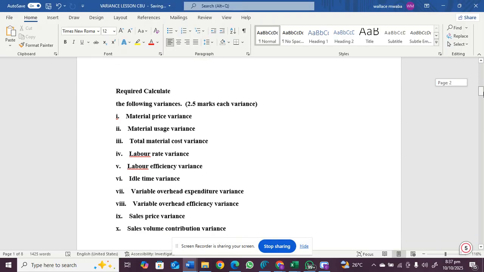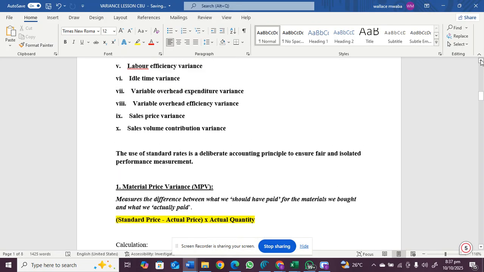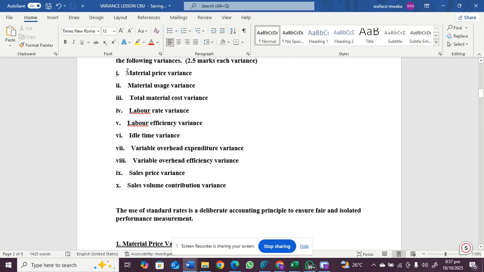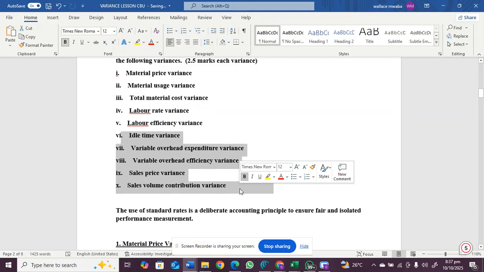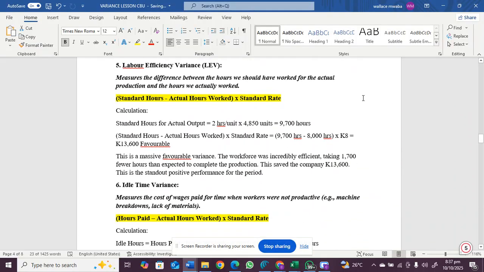So here we're beginning from, we've already looked at these five variances: material price, usage, total material cost, labor rate, and labor efficiency variance. Now we're going to look at these remaining five. So we start with the idle time variance. Basically, we're just comparing the cost of wages paid for the time when workers are not productive.